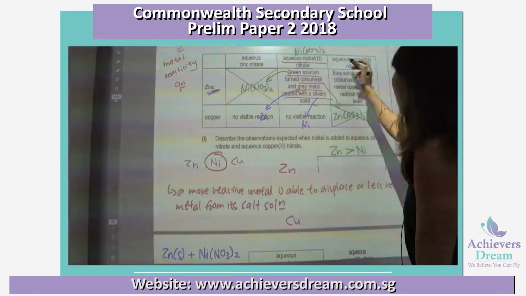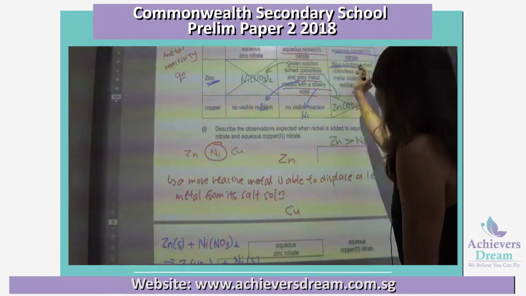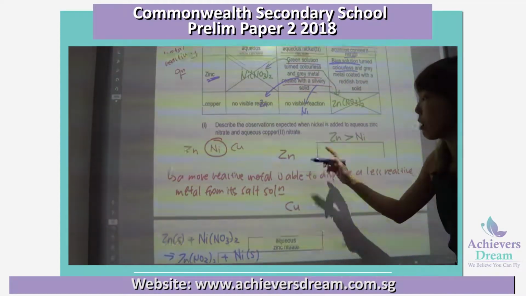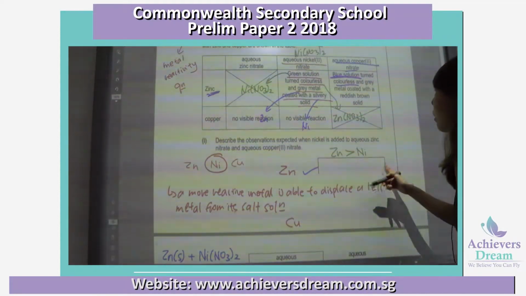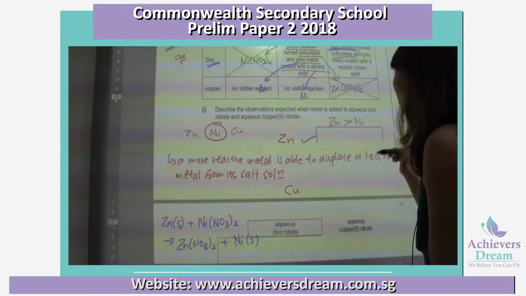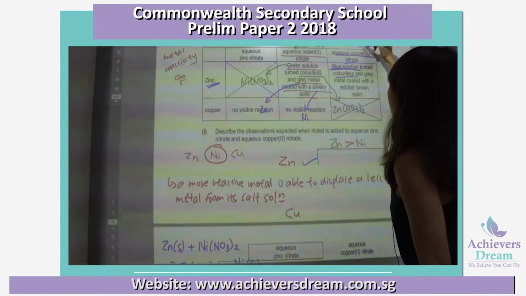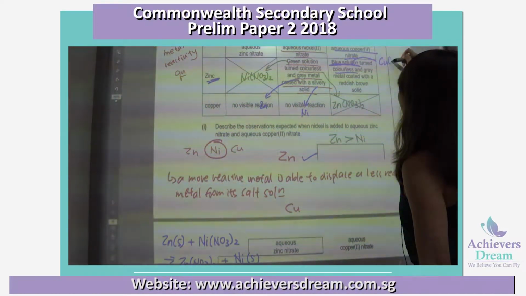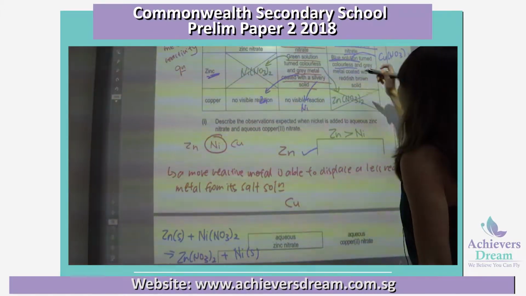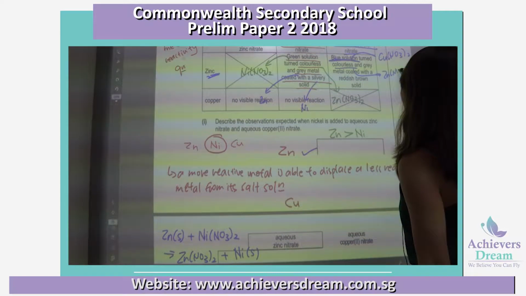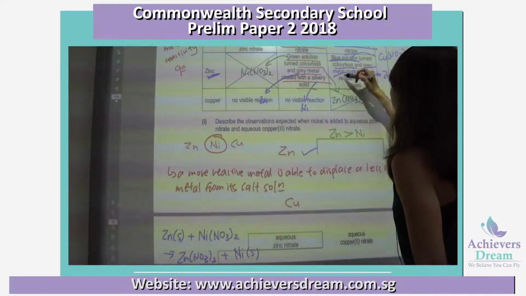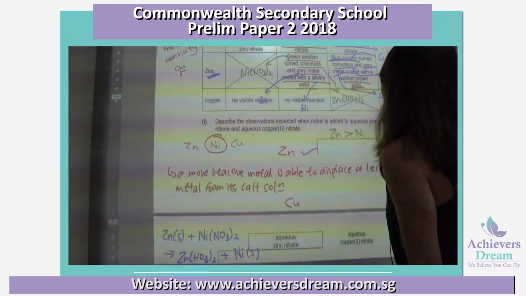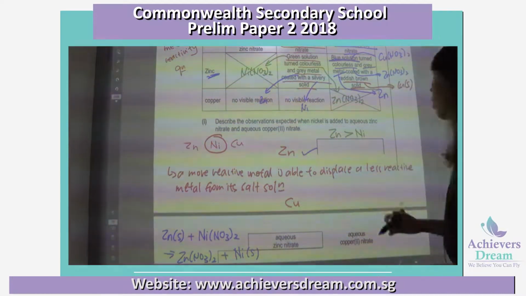When zinc is added to aqueous copper 2 nitrate, the blue solution turns colorless and grey metal is coated with a reddish brown solid. Same thing, we know that zinc is more reactive than copper, correct? So zinc will be able to displace copper from its salt solution of Cu(NO3)2. So again, this blue solution is my copper 2 nitrate. Turn colorless, this is zinc nitrate. Then grey metal is my zinc coated with a reddish brown solid. This is my copper solid.